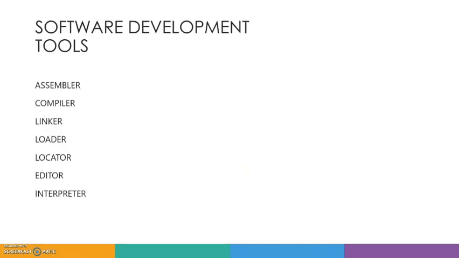Okay, next, the most important part of this video is the software development tools. I have actually seen a lot of competitive examinations asking about these tools. They'll write the definition of a tool, and they'll ask you to choose the correct name of that tool. So that's why I have included this part here. First one is assembler, second one is compiler. We have already seen these two terms, and also linker. The next ones are loader, locator, editor, interpreter. Okay, let's see one by one.